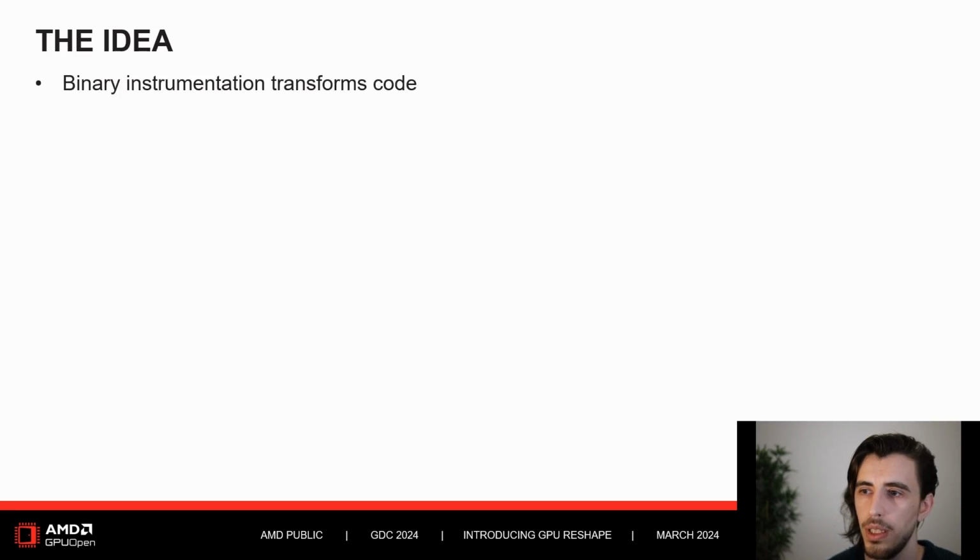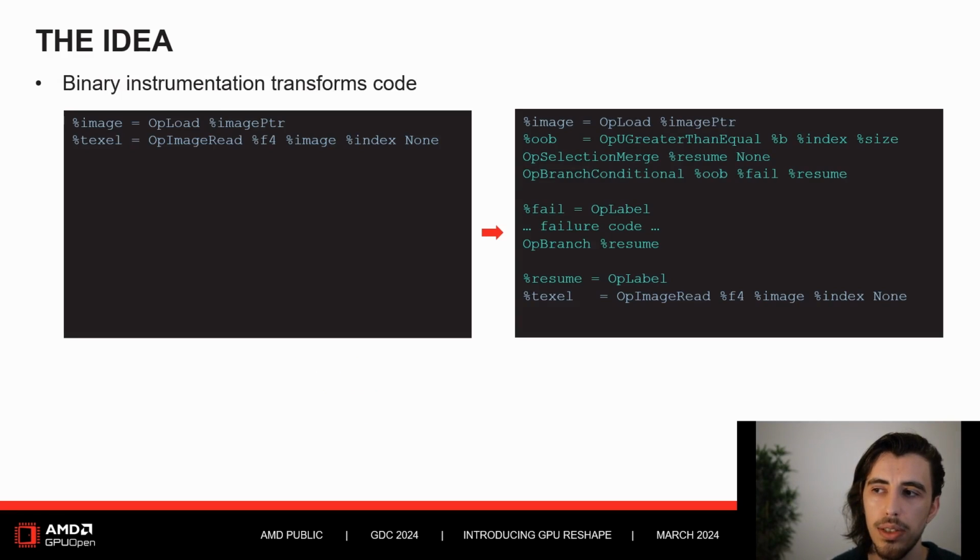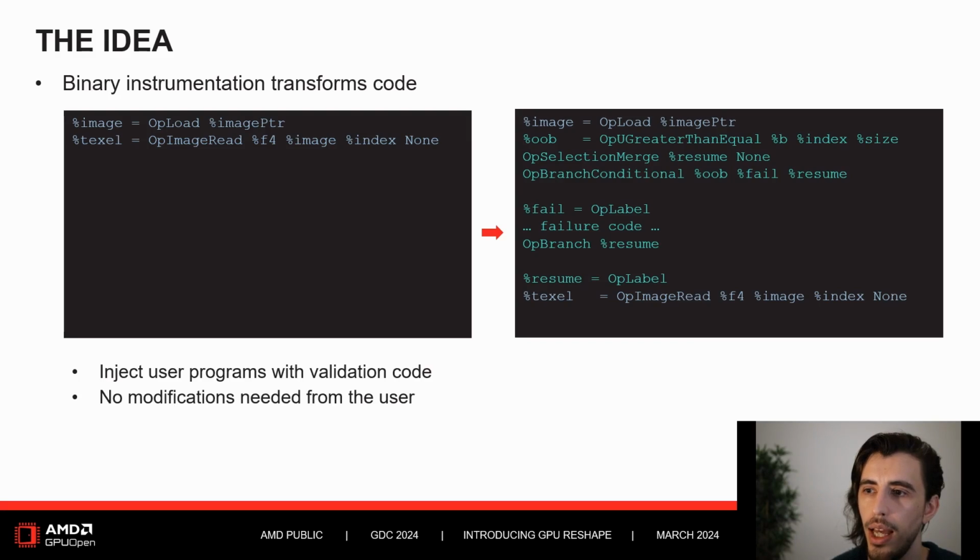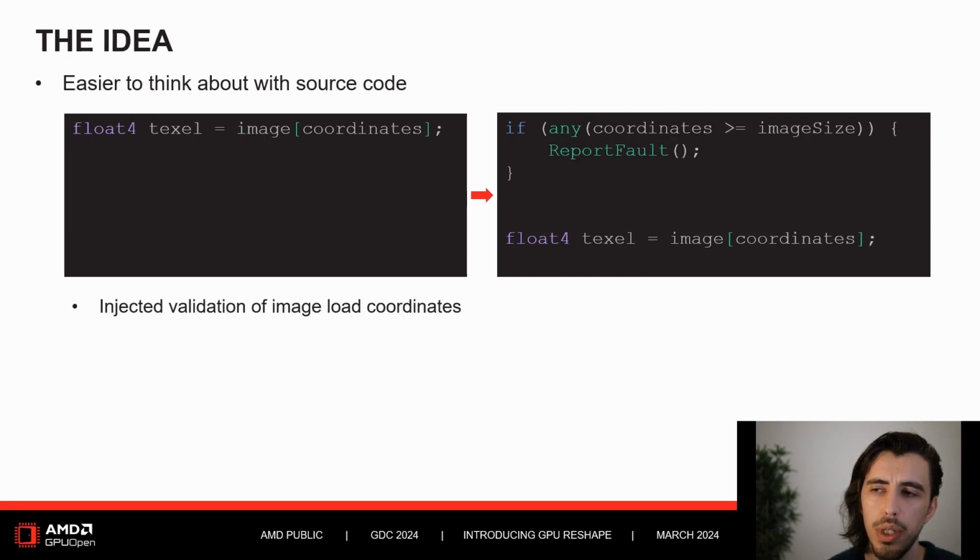GPU Reshape actually started from the paper Vulkan GPU Assisted Validation by Karl Schultz from LunarG, so we already know it's possible. And the whole idea is to take the left-hand side user code, in this case SPIR-V, and inject it with validation so it looks like the right-hand side. In this case, we're validating the coordinates of an image load instruction, and we want all of this to happen without user intervention.